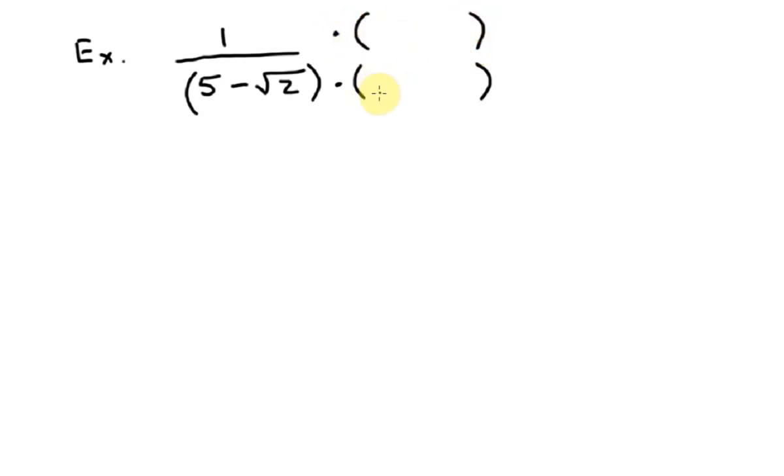Now the conjugate is the same terms, so I want a 5 and I want a root 2. But instead of having a minus root 2, you got to switch it. You got to make this one the opposite. So here I have them as pluses. Now I'll show you why this works.